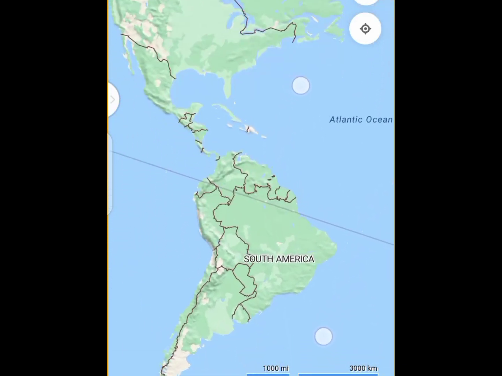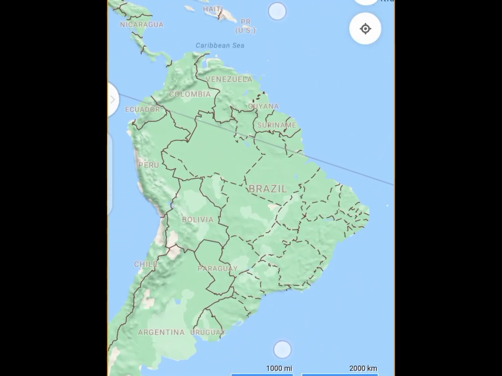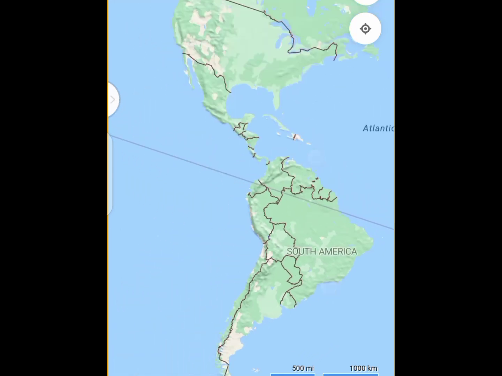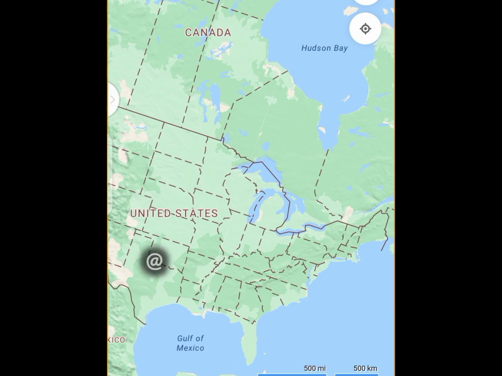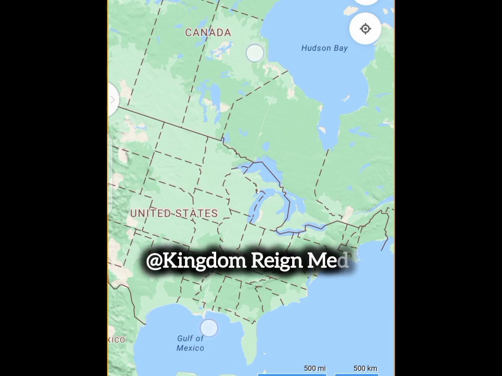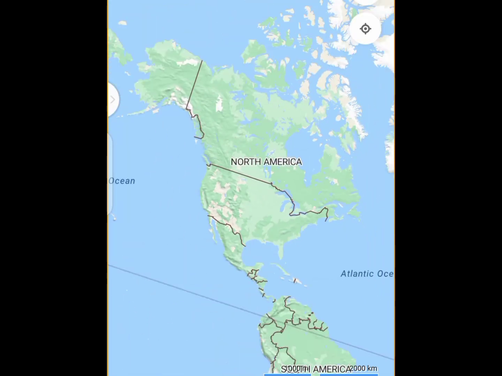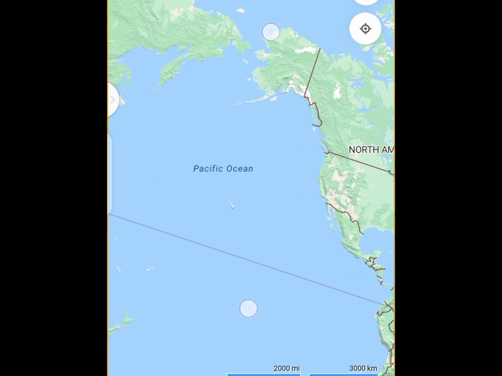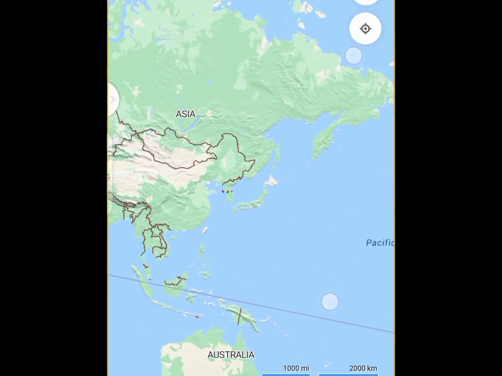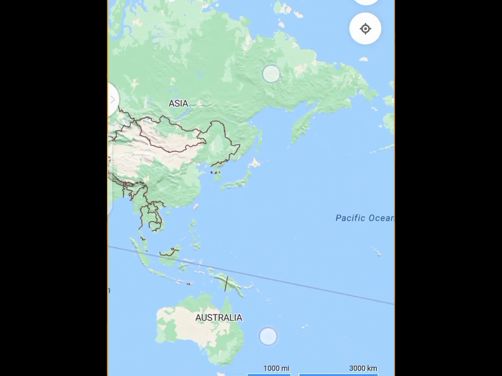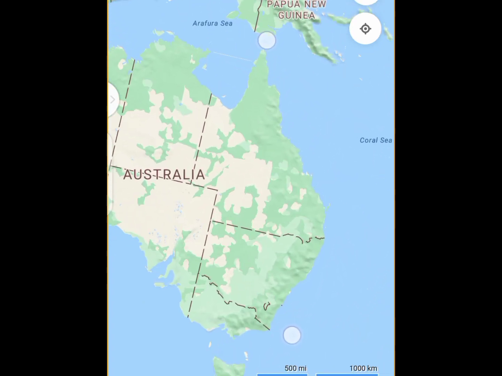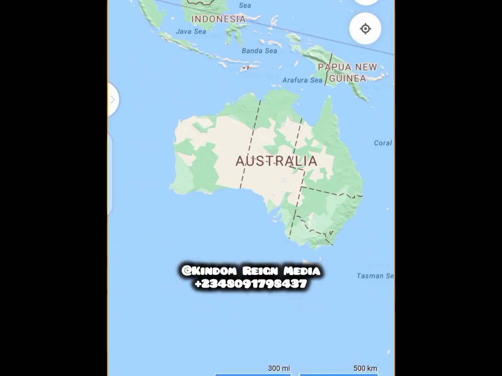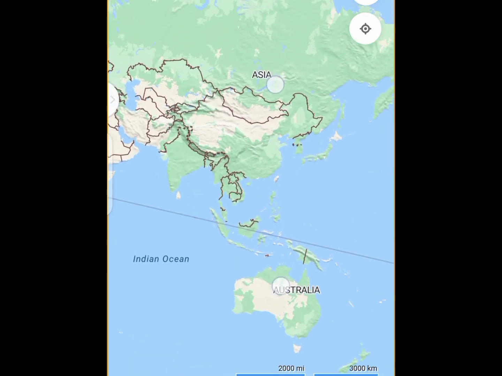In North America, you can see right there. In South America, when you zoom, you will see a lot. We have Canada, United States. In North America, we have Canada, we have the United States of what? America, USA. In Asia, I've told you earlier, you look at Australia, we have Australia, South Australia. We have lots of countries.